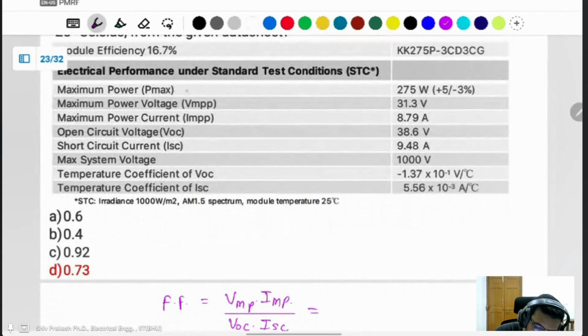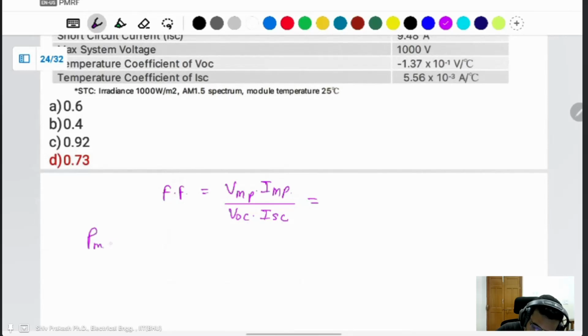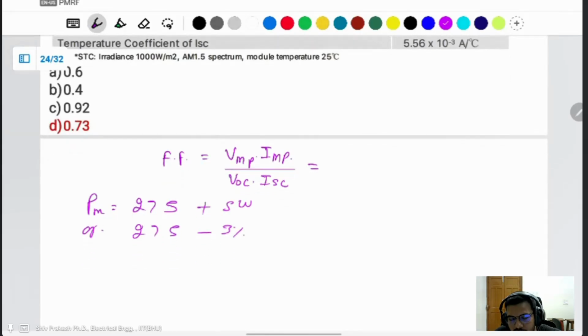The maximum power is given with a variation of plus 5 to minus 3%. It will increase by 5 watt, but decrease by 3%. P maximum is given as 275 plus 5 watt, or 275 decreasing by 3%. For the minimum fill factor, it means the minimum output power. The minimum output power comes in this section.